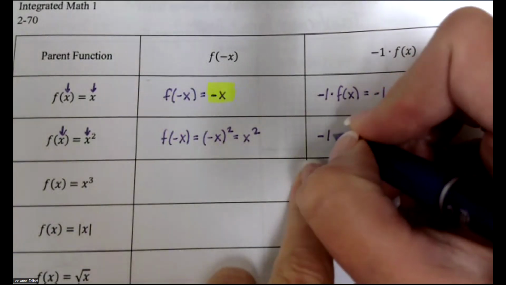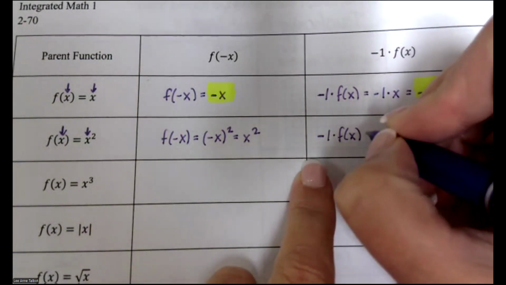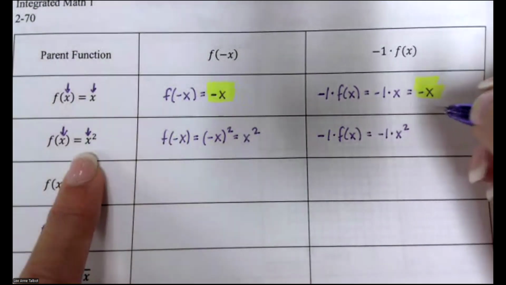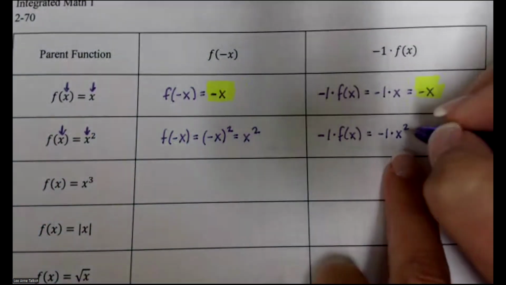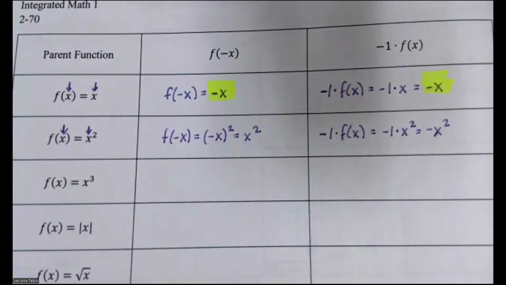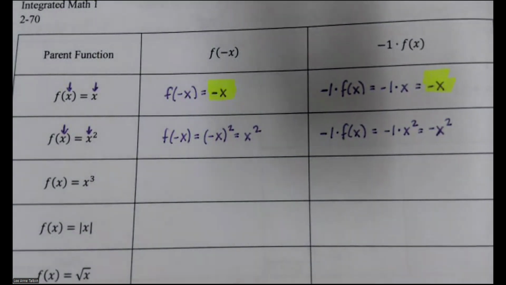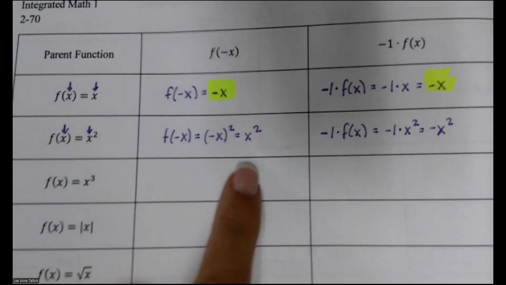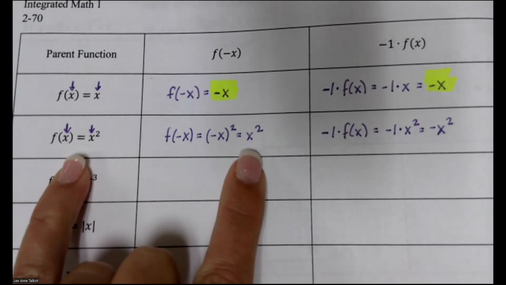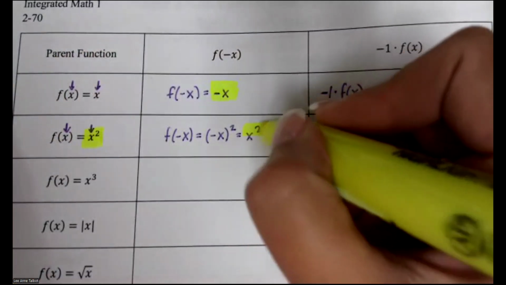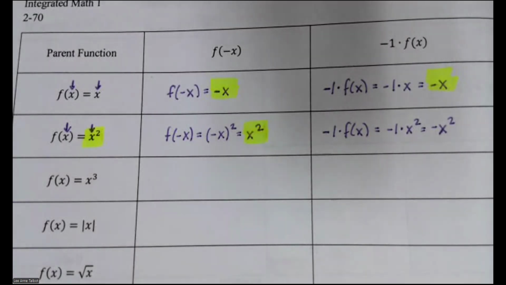Now -1 times the original equals -1 times x squared, which is negative x squared. Okay, what matches in this line? These two, the original and f of negative x. You probably didn't realize that the original was one that you could actually check.